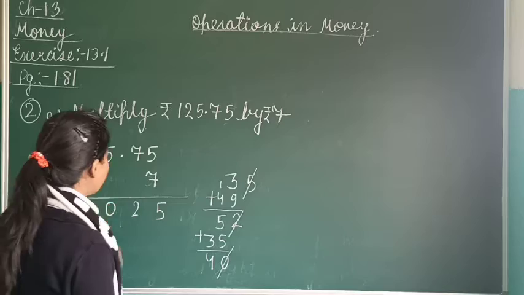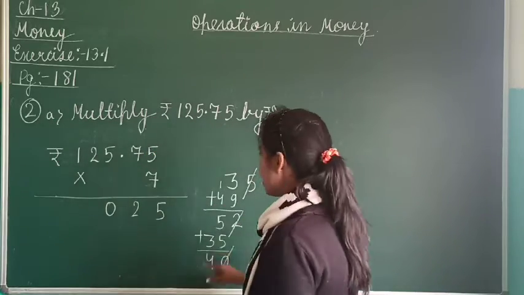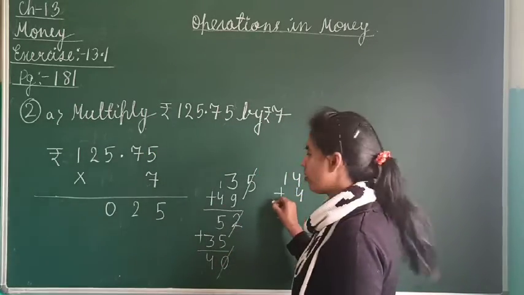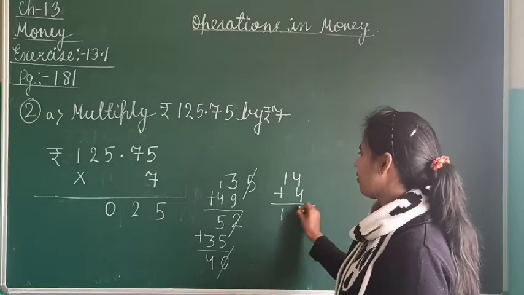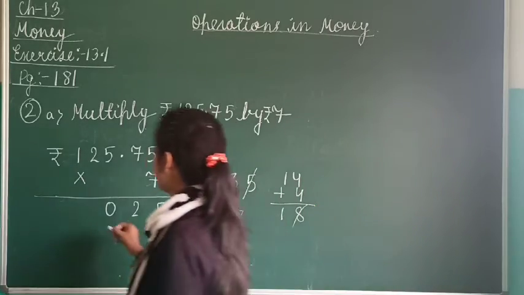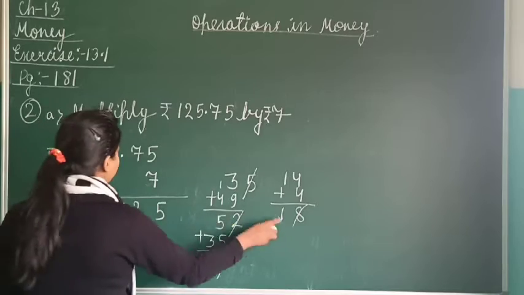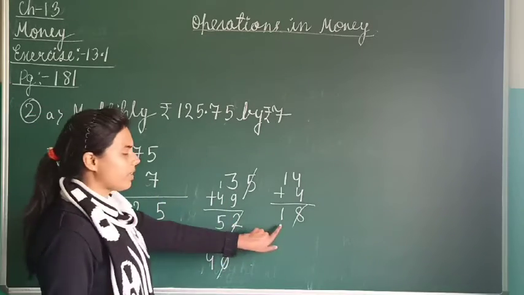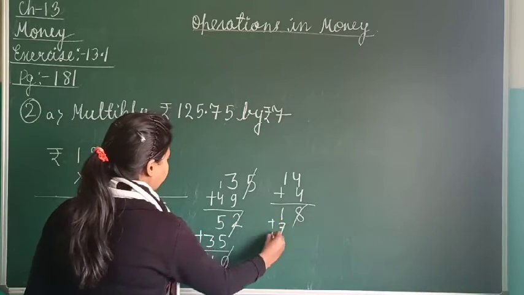Now 7 2s are 14. But as 4 is left, we will first of all add. And all of you know the multiplication. 18. Now 8 we will write here and 1 will be left. Now 7 with the 7 plus 1. How much? 8.